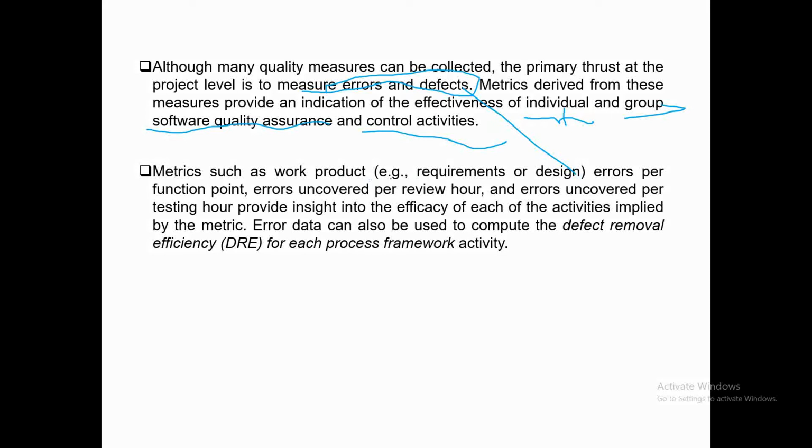Now metrics such as work product, for example requirement or design, errors per function point. Now we know what is the function point. Errors per function point, errors uncovered per review hour, how many errors you have uncovered during one review hour. Errors uncovered per testing hour, how many errors you have uncovered during your testing, per testing hour. These provide insight into the efficacy of each of the activities implied by the metric. Error data can also be used to compute defect removal efficiency for each process framework activity. Now these are various metrics that can be considered, and using these the overall software quality can be assessed.